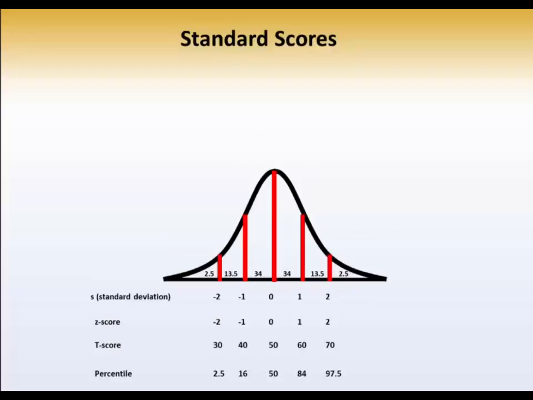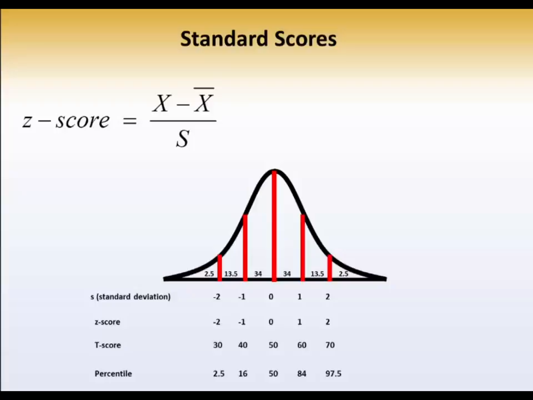If you think about this, we have some standard scores. We have a z-score and a t-score. We have percentiles and standard deviations. Those numbers below this distribution always stay the same. They will never change. They'll always be the same.